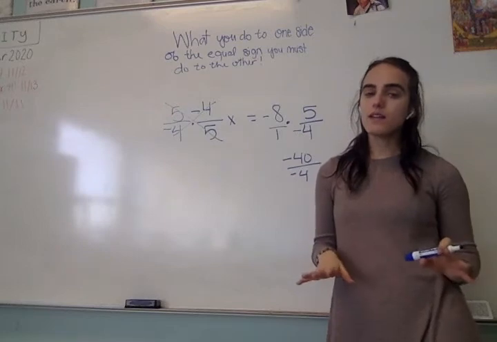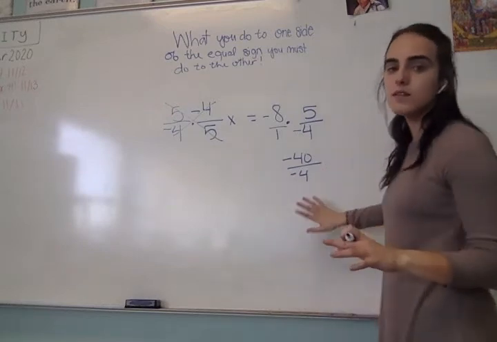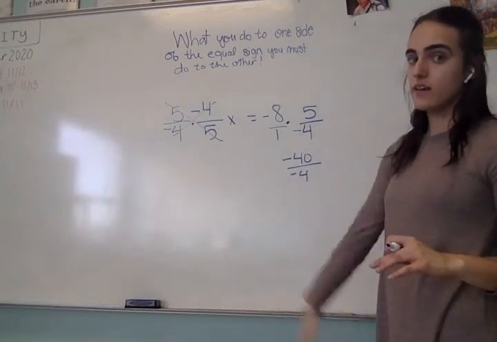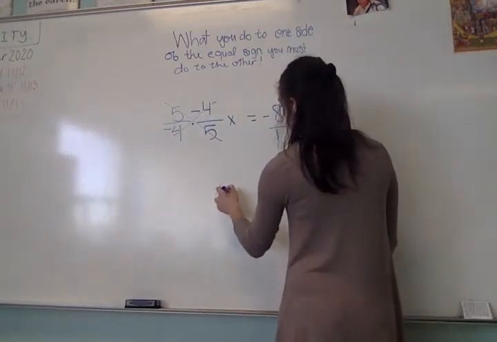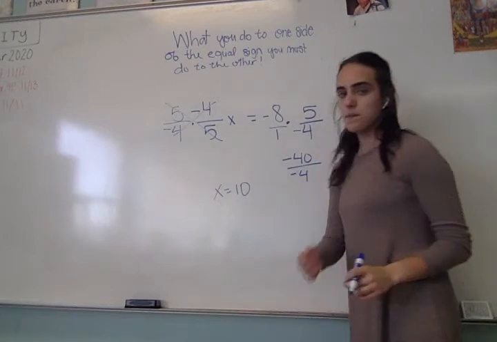Now you can simplify this. How do you simplify this? How many times does negative 4 go into negative 40? 10, right? x equals 10.